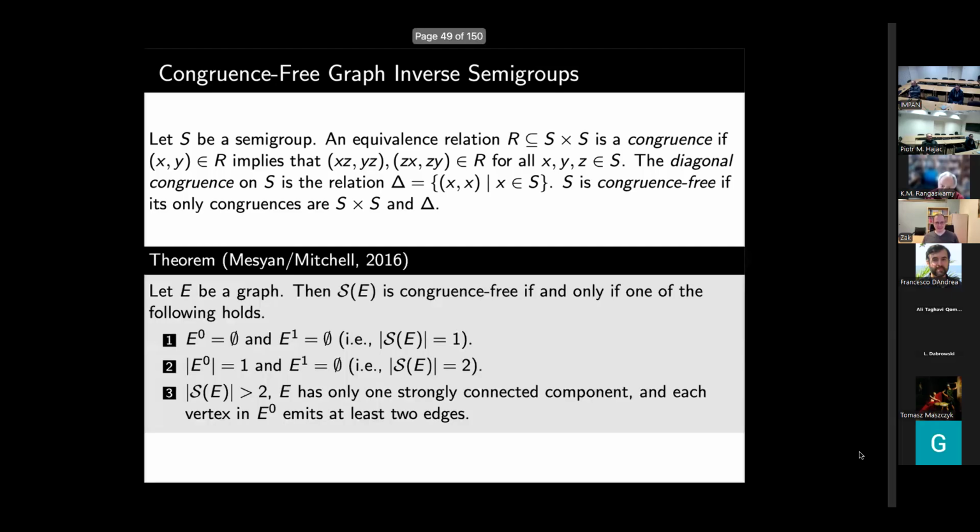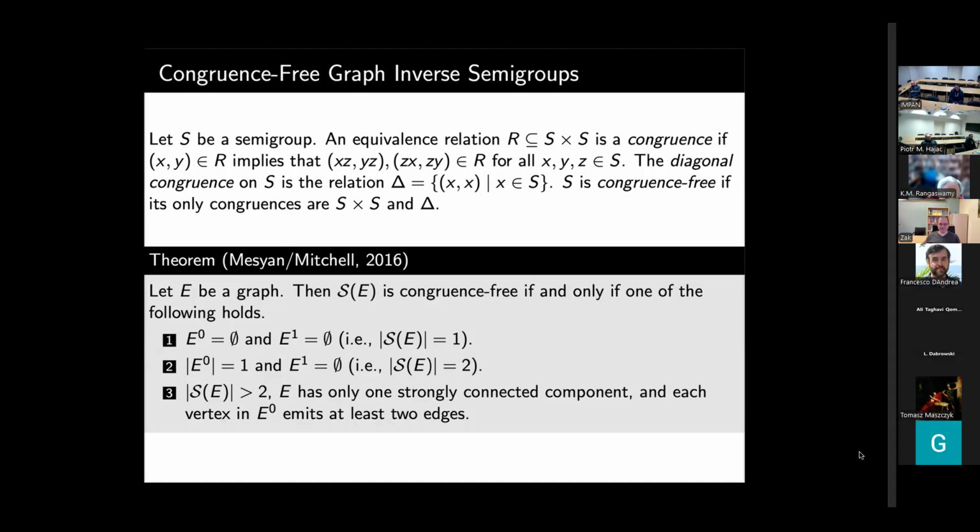And so about 10 years ago, James Mitchell and I described the congruence-free graph inverse semigroups. And, full confession, at that particular moment I had no idea about the graph C-star algebras, and we weren't even looking at the Leavitt path algebras. This was just a natural thing to do for a class of semigroups.